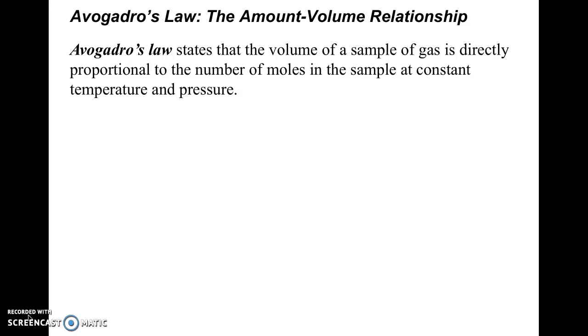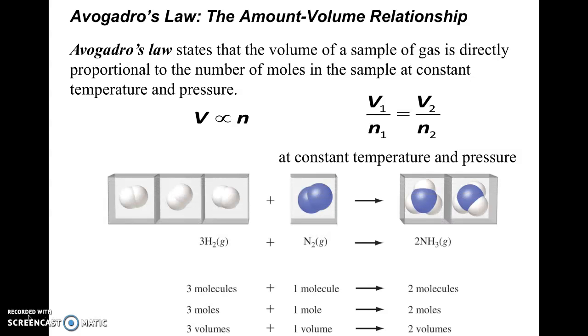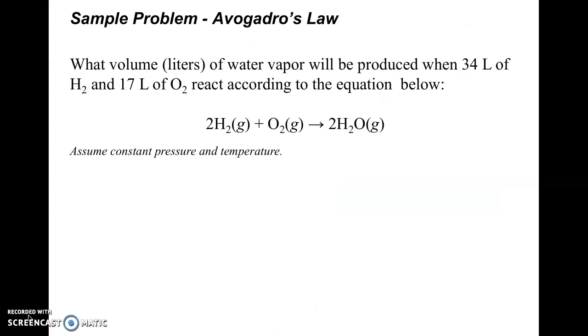And the last one we're going to look at is Avogadro's volume relationship. It's amount and volume. And it states that the volume of a gas is directly proportional to the number of moles in the sample, which would seem reasonable for Avogadro. So the volume is proportional to your number of moles, or once again, make it an equality so it's more useful: V1 over N1 equals V2 over N2. And this is just a way you could look at it with a chemical reaction.